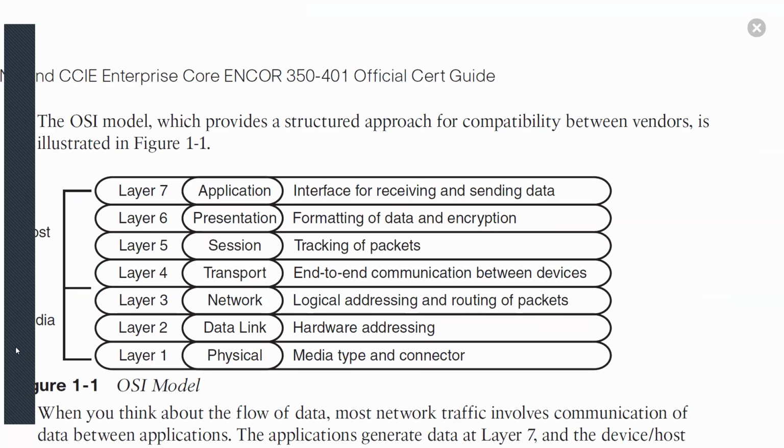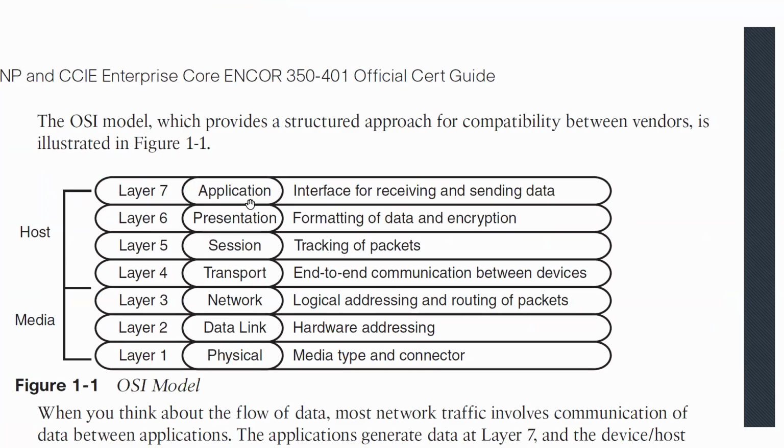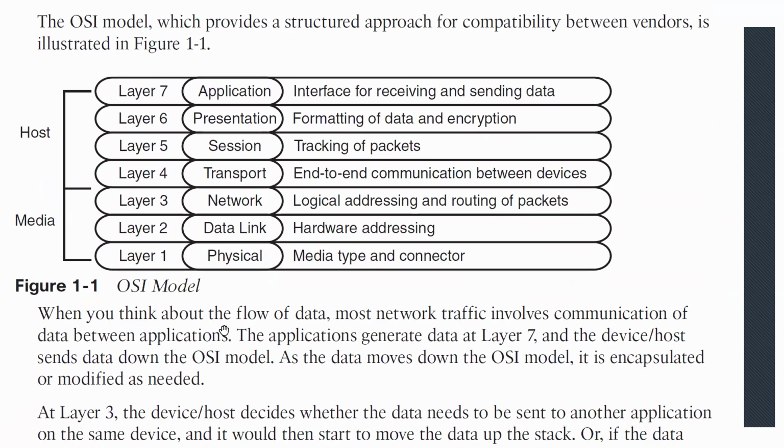So these are the 7 layers. We have application, presentation, session, transport, network, data link, and physical. Now, you have studied the OSI model very well in your CCNA, right? So a brief is given here that your application layer is responsible for the interface for sending and receiving the data. That means providing a UI to the user so that the user can put in the information and receive the output.